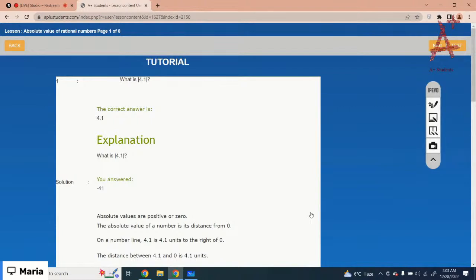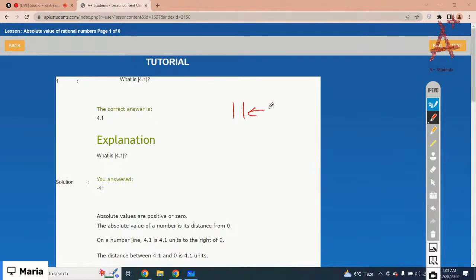positive or zero. No negative values are, and the absolute values are always positive. Got it? So this is the sign of the absolute value. Got it? So like for example, what is the absolute value of 4.1? Got it? So 4.1 is already a positive number. So that means the absolute value of 4.1 is 4.1. Got it?